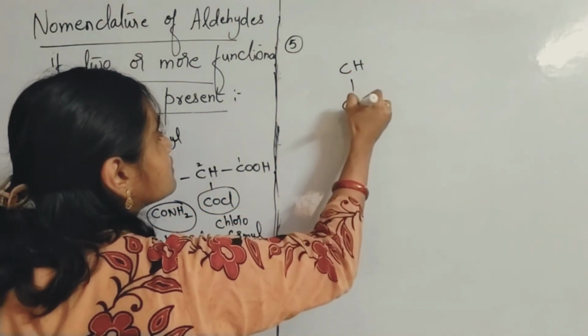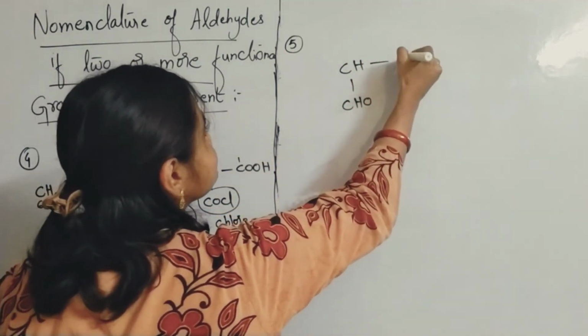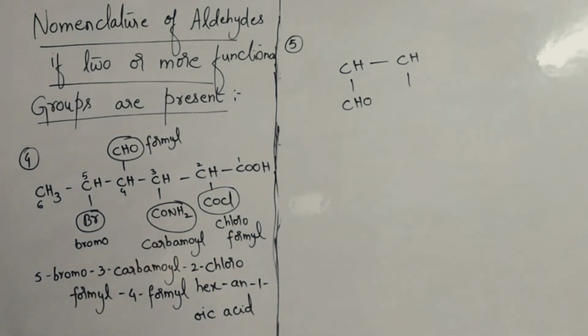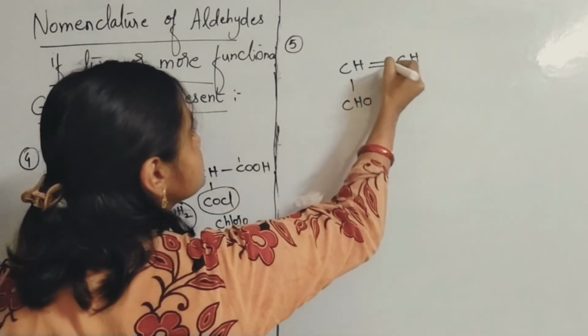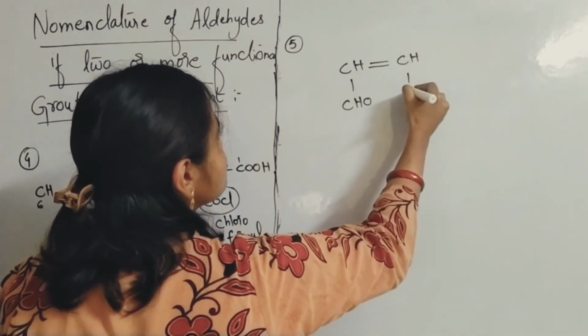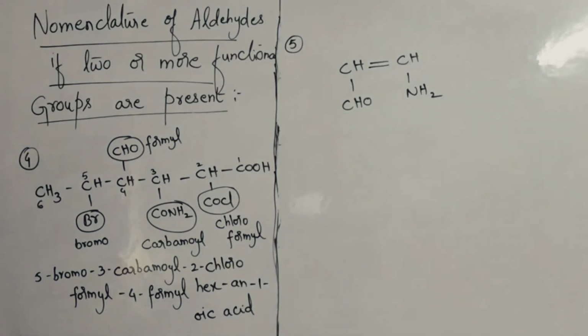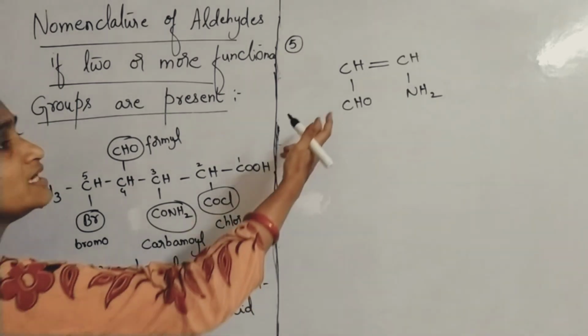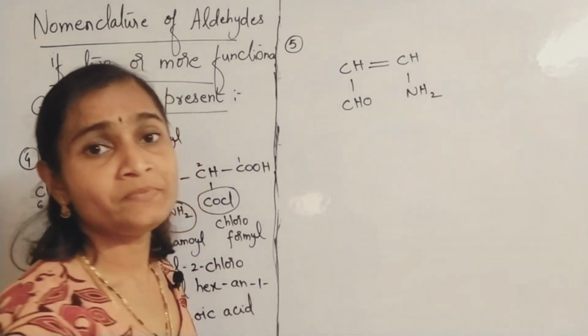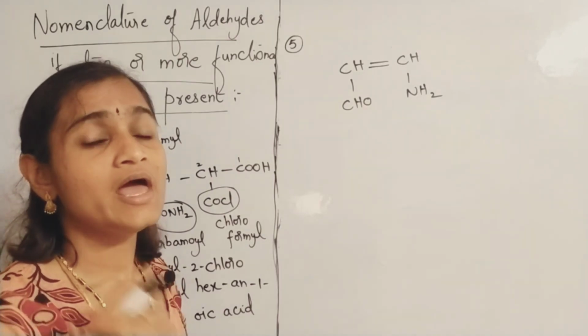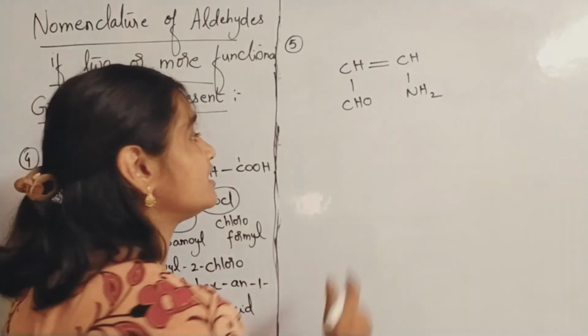CH, CHO, CH, and there is a double bond in between these two CH. Here NH2. Let us give a name for this compound. What is the name of this compound? Here also you are finding two functional groups. One is aldehyde and one is amine. Amine is having less priority than aldehyde. Recall, amine is having less priority than aldehyde.